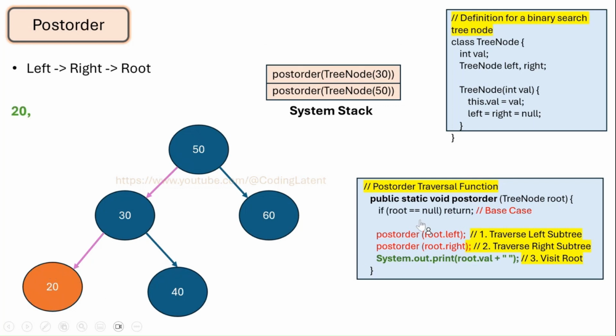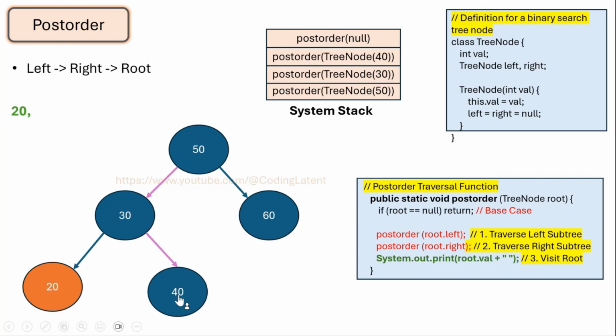It will backtrack to the previous post-order function execution. Left is completed, so it will basically go to the right side of it, the post-order function execution with node 30 as a root. So post-order is called with the node 40 as a root. Basically now for this subtree, it will go to the left side of it, which is null, so it will come back. It will basically go to the right side of the 40, which is also null, so it will come back. It will print the 40 and then complete the post-order traversal for node 40 as a root.